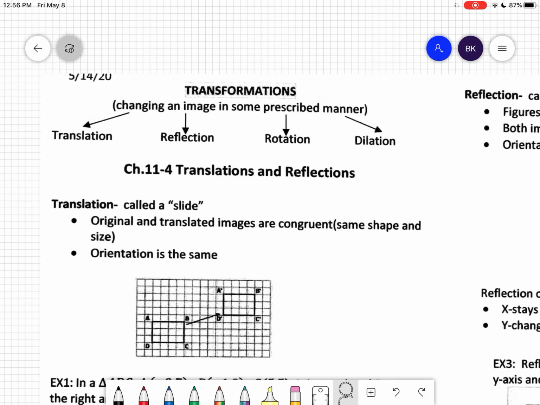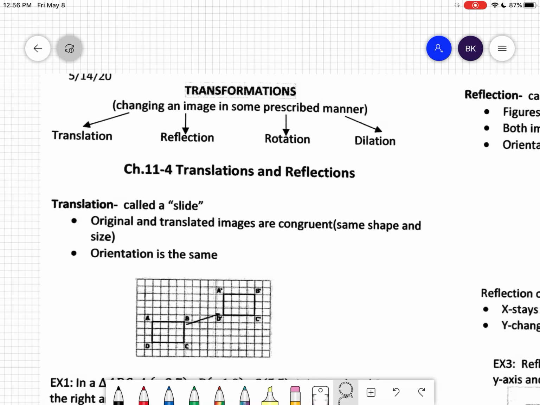So in the next few sections, we are going to talk about different types of transformations. A transformation is changing an image in some prescribed manner, whether it's moving it, flipping it, sliding it, or enlarging it or reducing it. Today's lesson is going to be on translations and reflections.